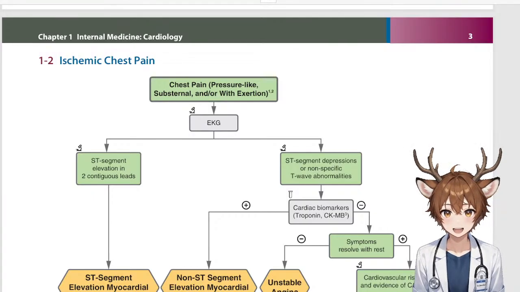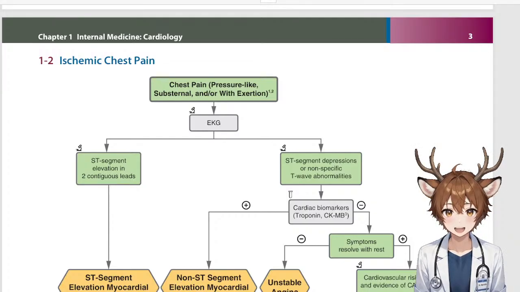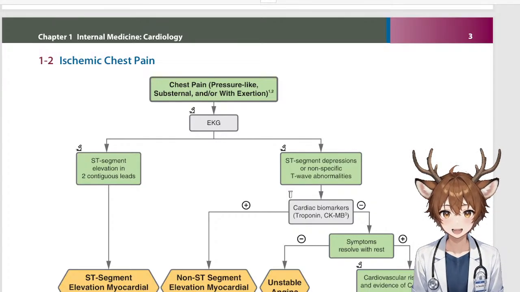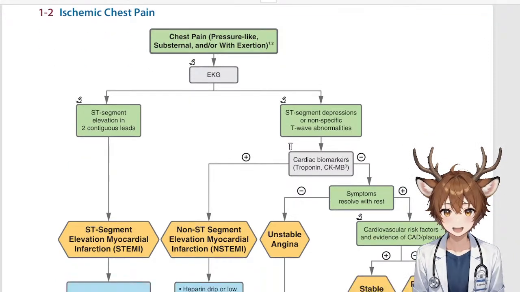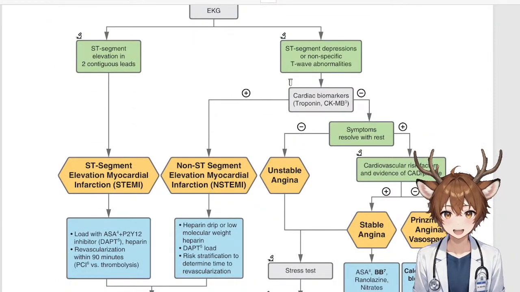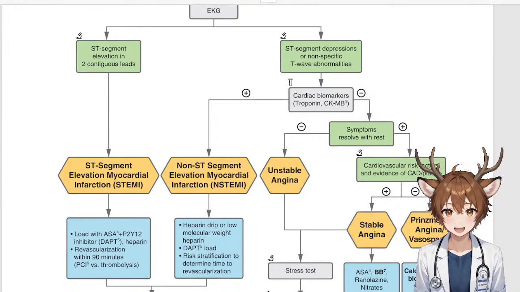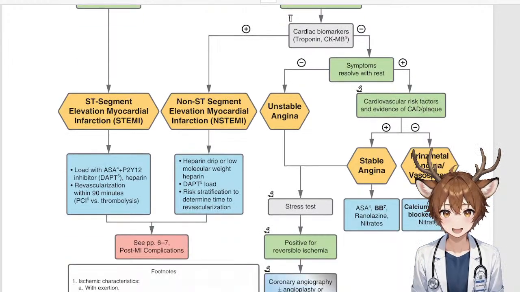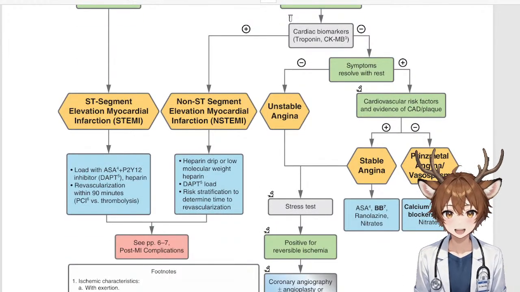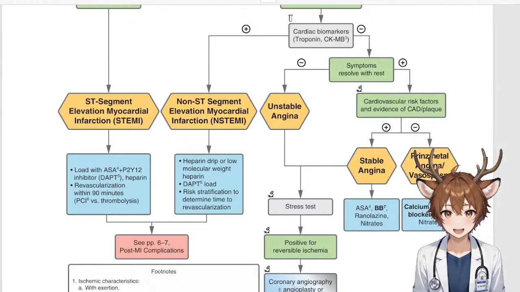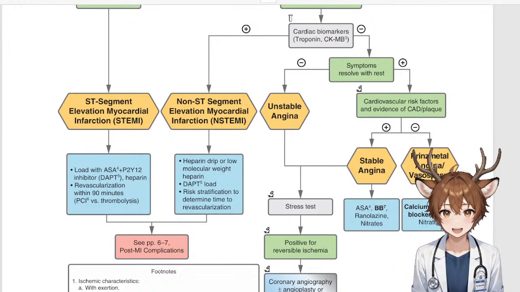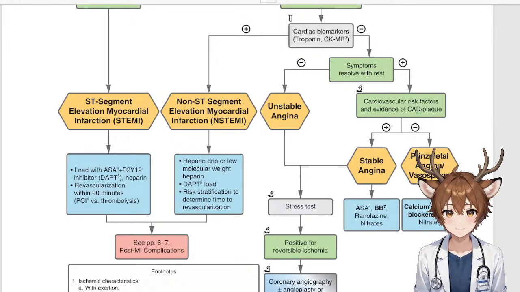Okay, we do an EKG, and let's say, for example, based on the EKG, we're seeing ST segment elevation in two contiguous leads. So we're saying ST elevation. So that's a STEMI, right? ST segment elevation myocardial infarction, STEMI. What do we do in that case? We go for a load with ASA, aspirin, plus a P2Y12 inhibitor, DAPT, heparin, revascularization within 90 minutes, PCI versus thrombolysis.